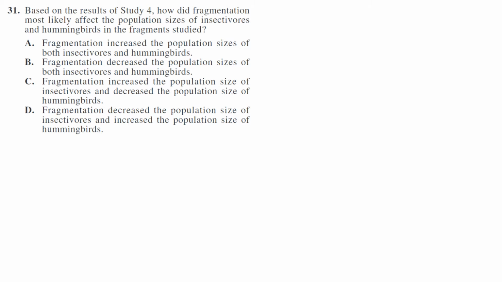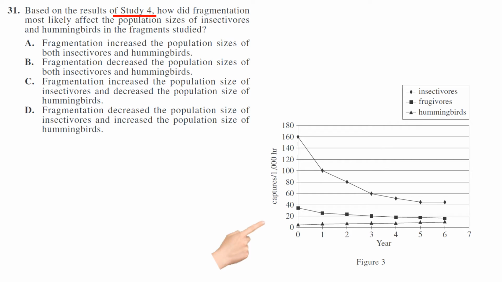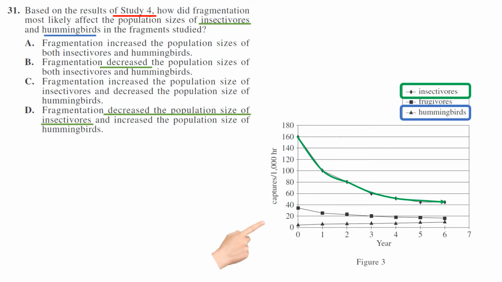Okay, let's break down question 31. Based on the results of study 4, put your finger on study 4. How did the fragmentation most likely affect the population sizes of insectivores? So that's the triangle. So insectivores is here, and it decreased only, so that's either going to be B or C. Fragmentation decreased the size of insectivores and hummingbirds in B, decreased insectivores and increased hummingbirds in D. And hummingbirds, so that's the triangle, that one increases only, so the answer is going to be D.